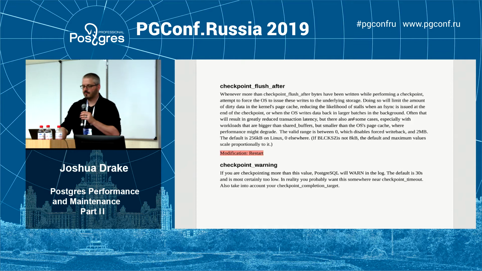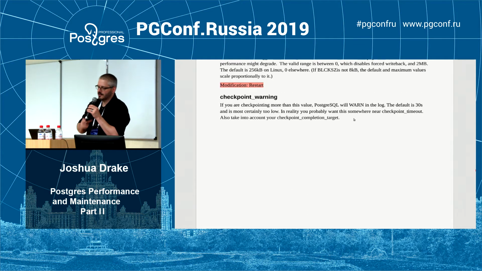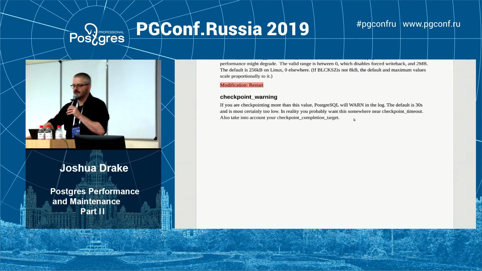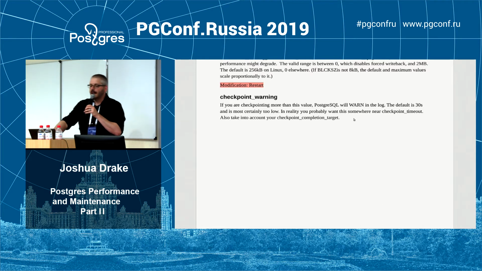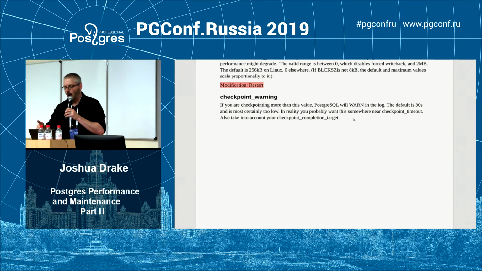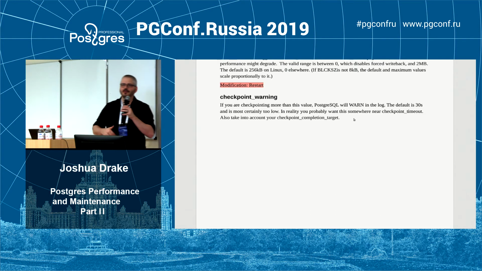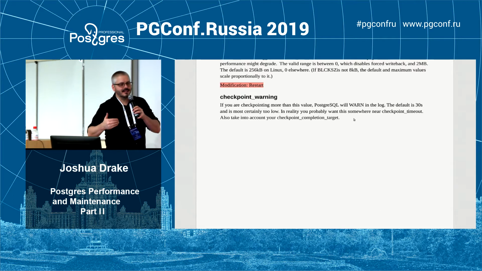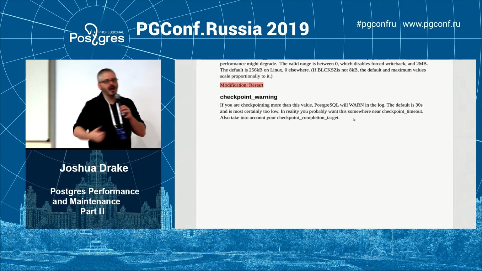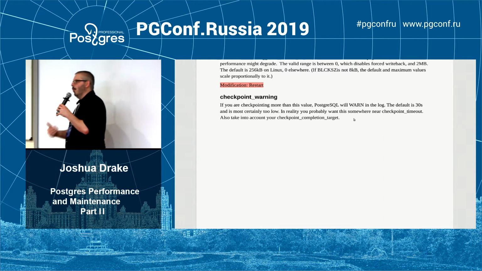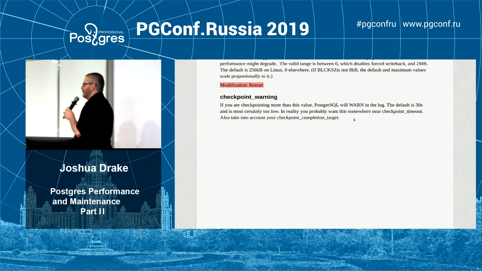Checkpoint warning. This is one of my favorite settings because it makes no sense as to why it's set the way it is. If you are checkpointing more than this value, Postgres will warn in the log. The default is 30 seconds, and it is too low. So I want you to think about something. It's going to tell me, yo, DBA, you're checkpointing more than every 30 seconds.